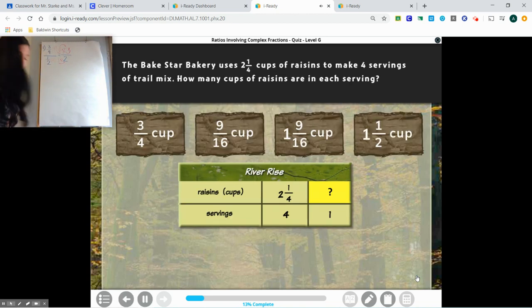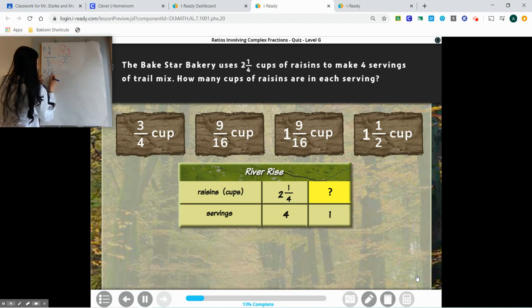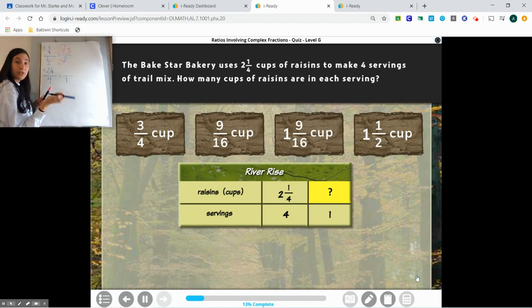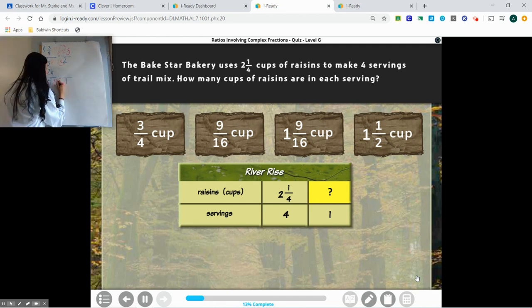Oh dear. The Big Star Bakery uses 2 1/4 cups of raisins to make 4 servings of trail mix. How many cups of raisins are in each serving? Okay, next question. So look at this. We have 2 1/4 over 4. We want to get to 1 in our denominator. How do we get to 1 in our denominator? We divide, or we multiply by our reciprocal. What's our reciprocal of 4? Flip it. So it would be 1/4. So we have to do 2 1/4 times 1/4.